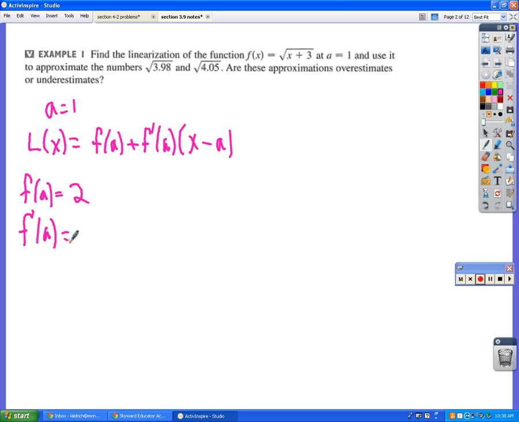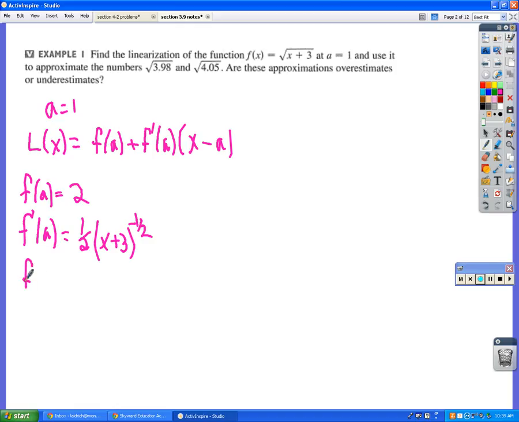So let's take the derivative of the square root of x plus 3. So it's 1/2 times (x plus 3) to the negative 1/2, times the derivative of the inside, which is just 1.